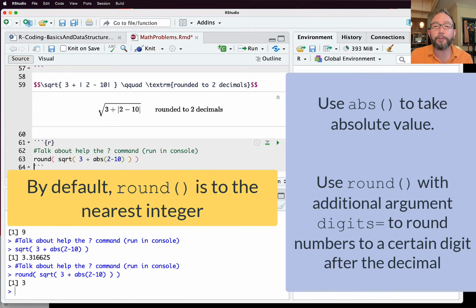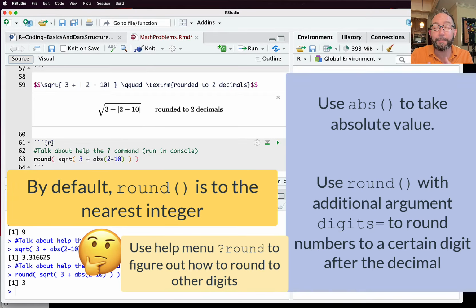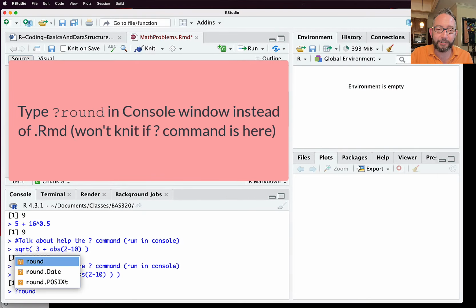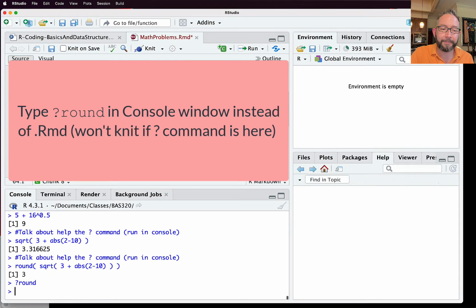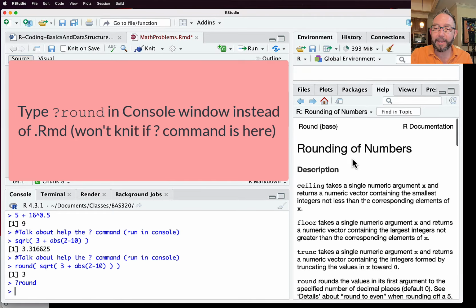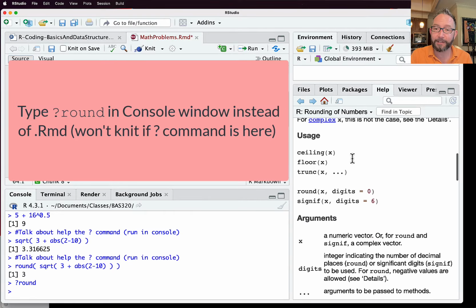So here's what you're going to do quite often when you're working in R and using functions that are going to be doing stuff to expressions. You might need to load up the help menu for a particular function so that you understand how it works. So I always do the question mark and then the name of the function down in the console window. I don't like putting that up in the RMD file. It doesn't allow you to knit when you have that there. And when I do question mark round, I get the nice help menu that lets me know, okay, here's how this function works. Usually fairly cryptic. It's designed for advanced readers.